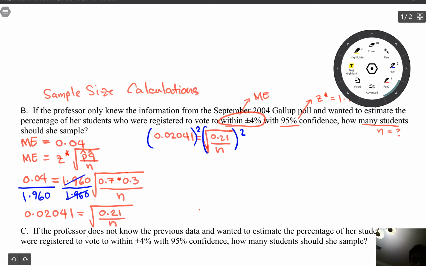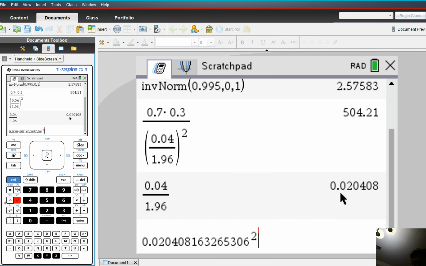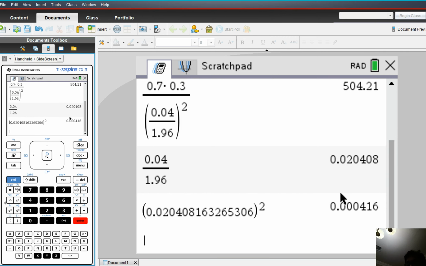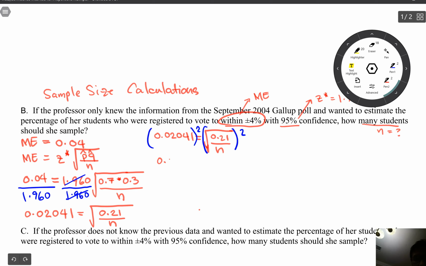So what is the square root of 0.0204? This one, we square that answer now. Just this answer, and then we are going to square that one. Square, there you go, enter. So that would be 0.000416, three zeros. So you got 0.000416 equal to 0.21 divided by n.